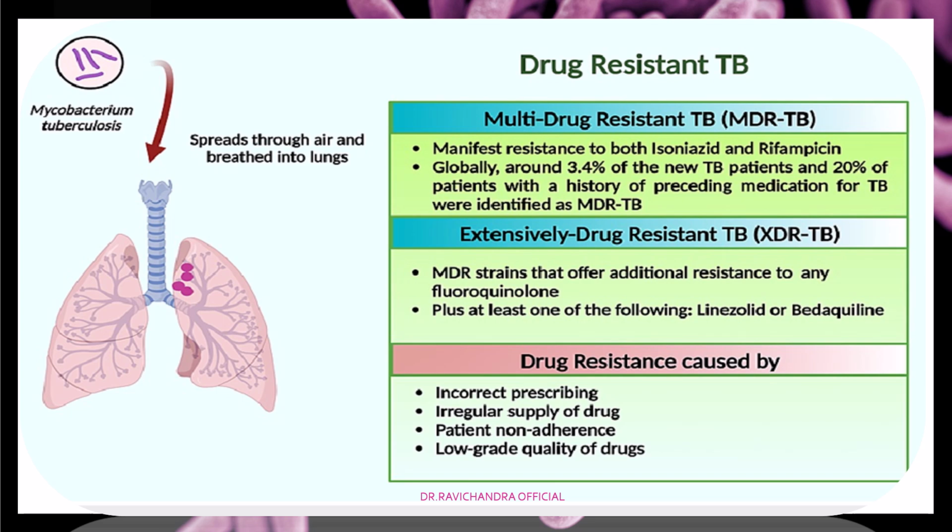This is a tabular form showing the drug resistant tuberculosis, which is categorized as multi drug resistant TB, MDR TB, or extensively drug resistant TB, XDR TB, which were discussed earlier in the slides. Drug resistance can be caused by incorrect prescribing or irregular supply of the drug or patient's non-adherence and low grade quality of drugs. This can be reduced by DOTS therapy, directly observed treatment.